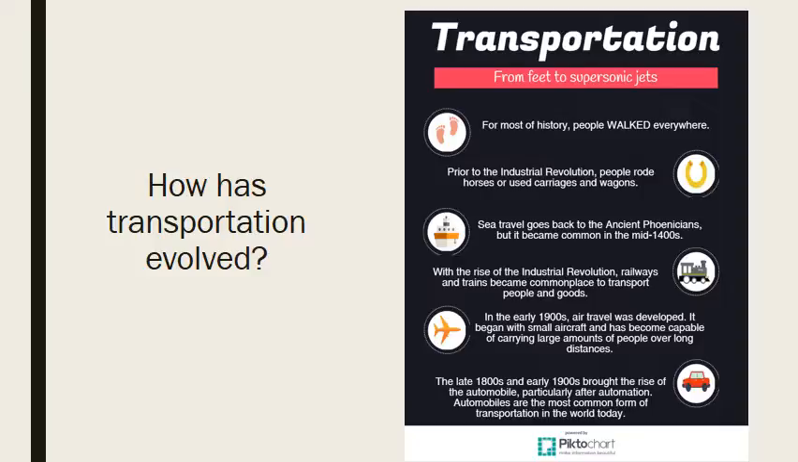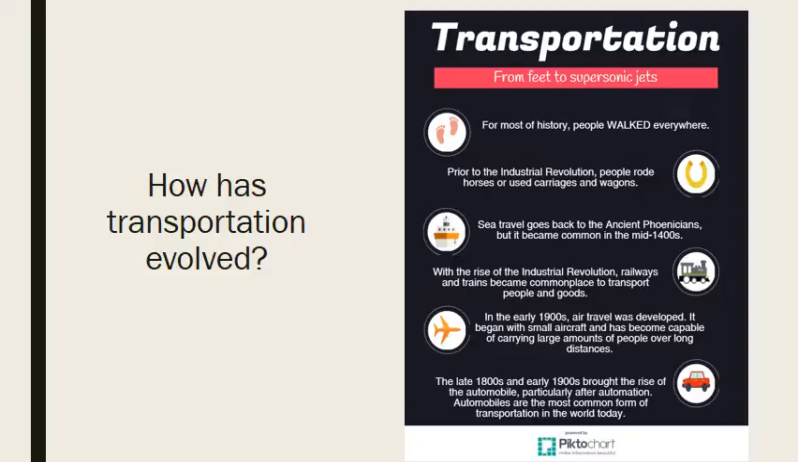We also have sea travel, which is something that goes back to the ancient world. But it became widespread, common, and global in about the mid 1400s with the beginning of the New World explorations by Portugal, Spain, and the Dutch. Once the Industrial Revolution hit, we started developing railways and trains as a way to transport people and goods. And that became very commonplace until the advent of automobiles and aircraft.